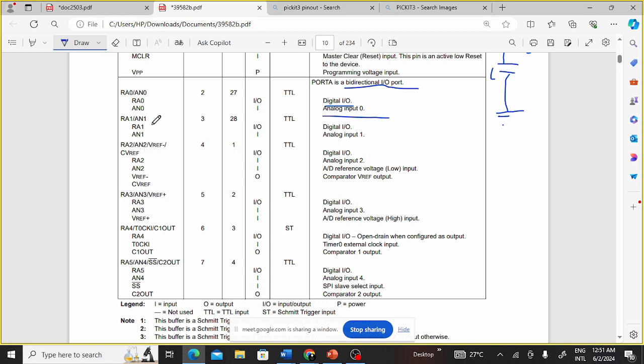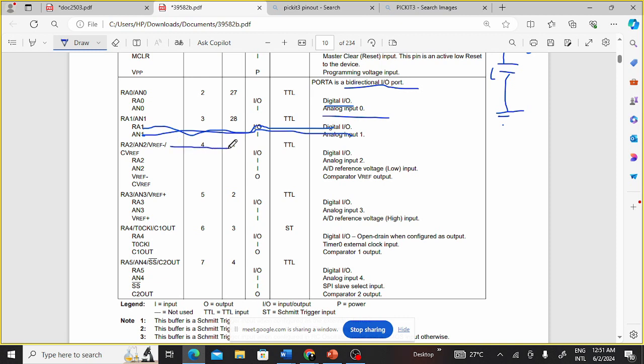Now, what does, for example, RA1 in port A mean? Look at this line. If you follow this line like this, it means that it's an IO port, input or output port, if you are using it as RA1 and it's digital. If you are using it as analog, then you convert it to AN1, analog input 1. You understand?